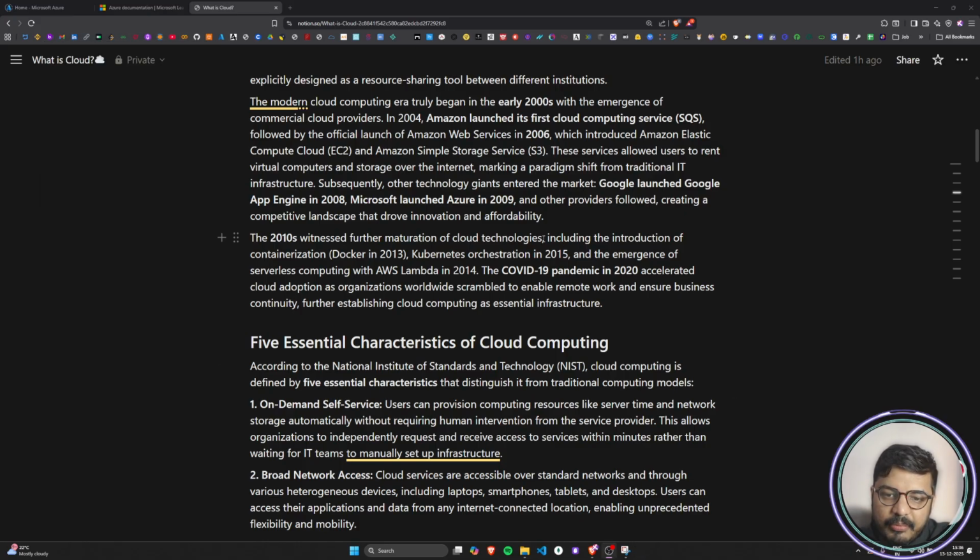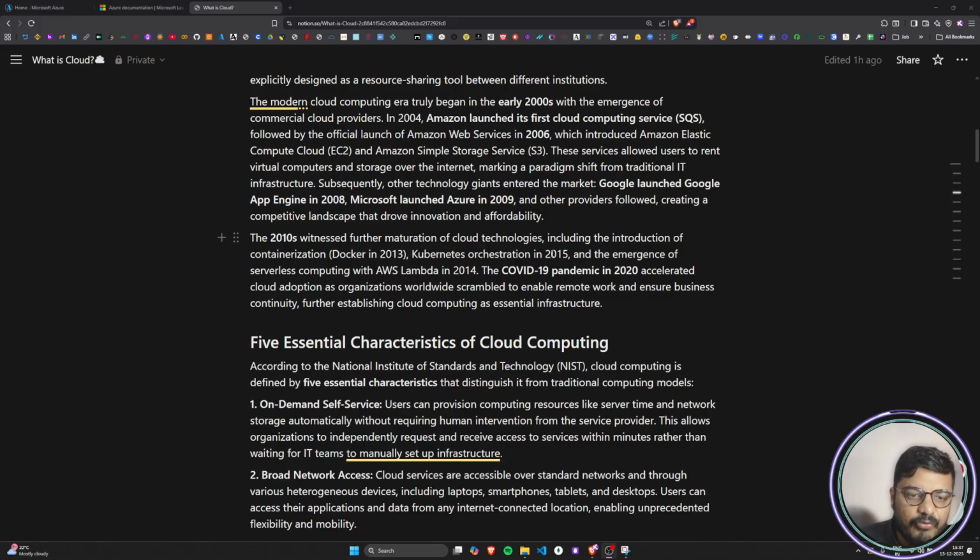With the introduction of Docker, or you can say containerization, in 2013, the landscape of cloud technologies, or the cloud infrastructure, again changed. And with the introduction of an orchestration tool for these containers, such as Kubernetes in 2015, again some kind of paradigm shift was noticed in the cloud environment.